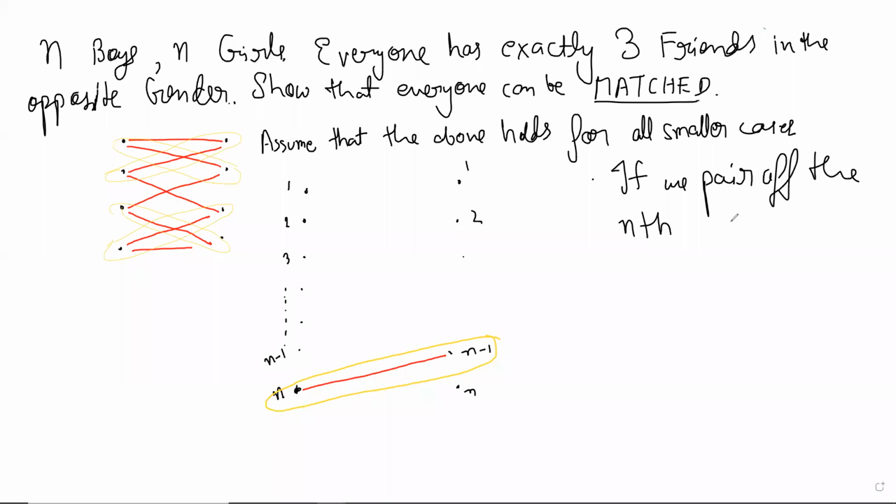If a pair of the nth boy or nth girl is paired off, then what can we say about the rest?